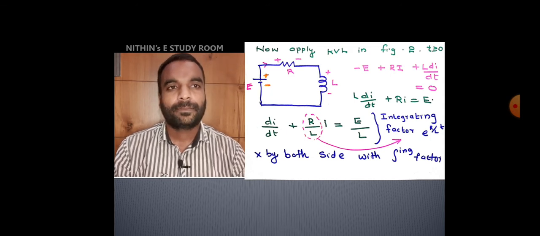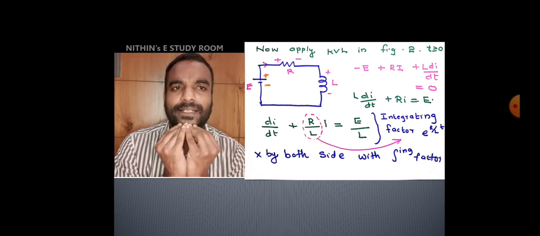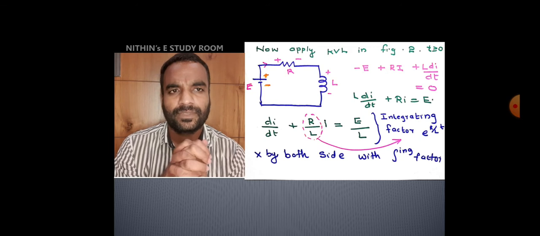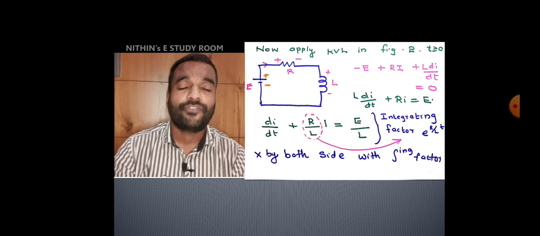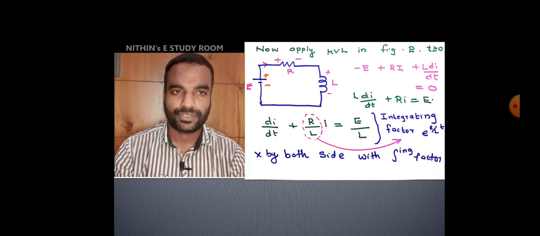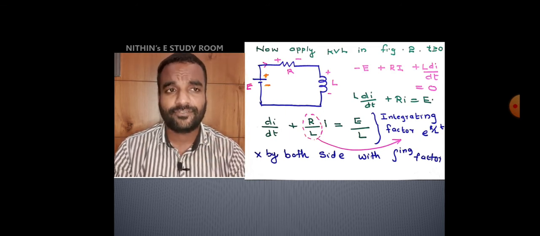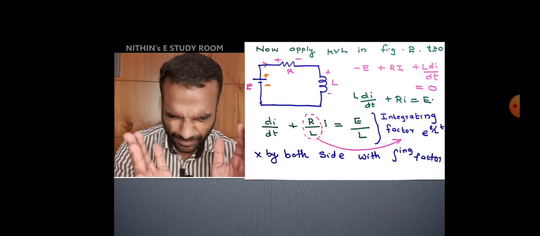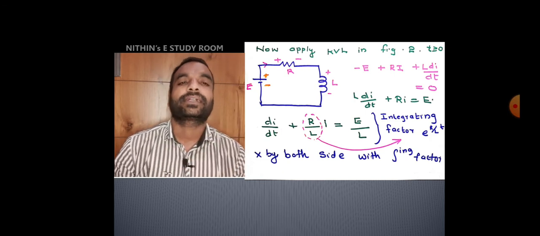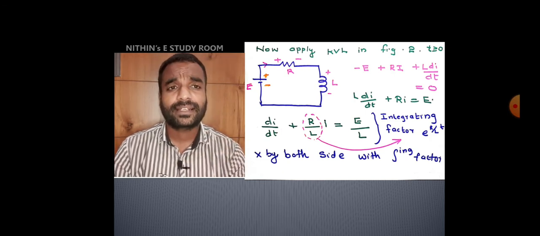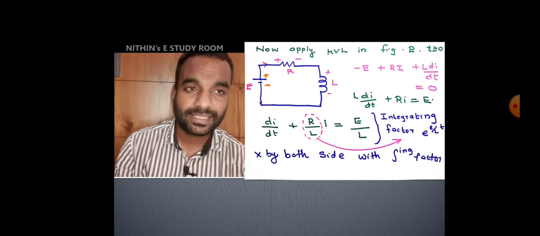Now please check the coefficient of the basic variable I on the left side. The coefficient of I is R by L. We have to develop the integrating factor from that coefficient of I, and the integrating factor is e raised to R by L into t.